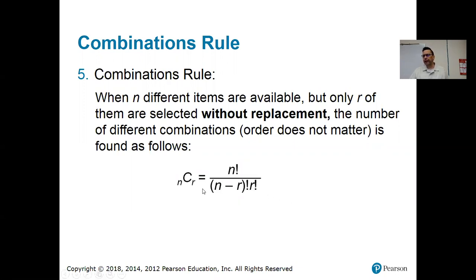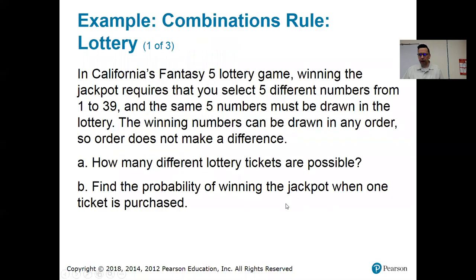And the formula for that looks kind of similar to the one for permutations. This formula is also built into your calculator, so I'll show you how that works. All right, so let's look at an example. Lotteries are a good example of combinations.